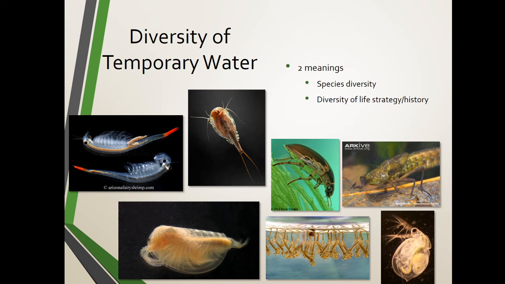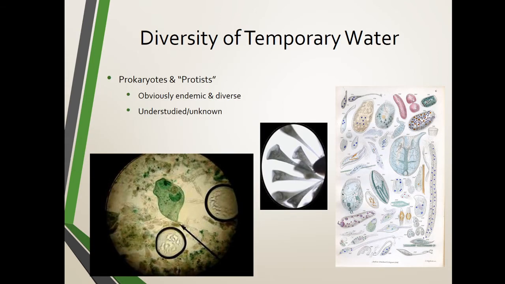There's lots of really unique diversity in temporary water that a lot of people don't see. So what I mean by that is two meanings: species diversity, how we generally think about it, but the organisms themselves have very different strategies and are living very different lives compared to organisms that are not living in temporary water. There's plenty of prokaryotes and protists that are pretty much all wholly understudied, unknown. You could go to a temporary water body and pick up a milliliter of water, a milliliter of sediment, and find a bunch of undescribed species there.